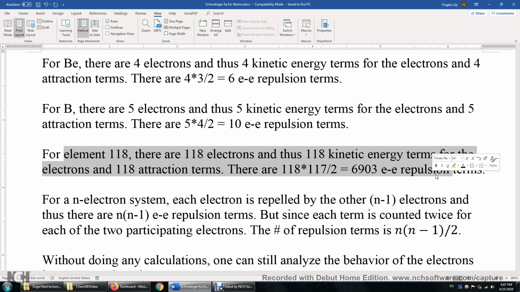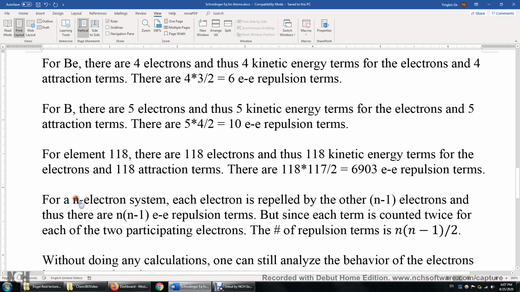Given the new total wave function, we can re-evaluate the effective potential energy operator for every single electron. And then we recalculate the wave function for each electron. We keep doing this until convergence. So that's the SCF method, self-consistent field method.